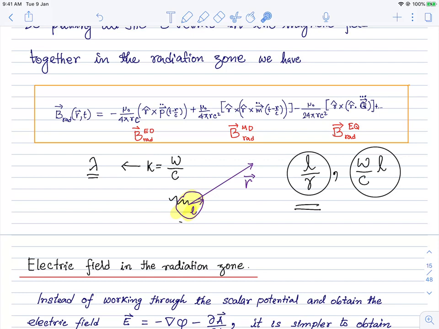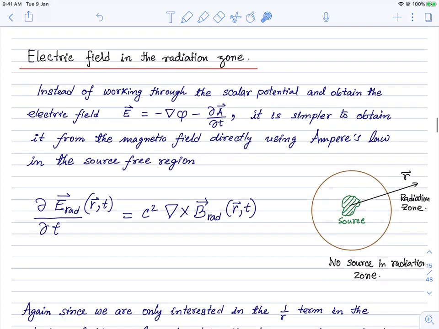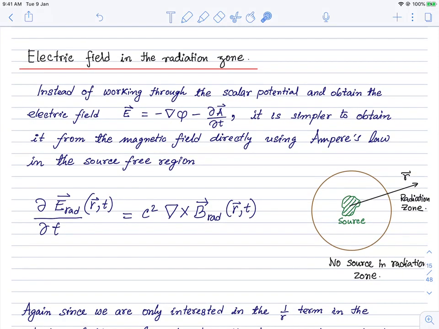Now, because we have these three terms in the magnetic field, we can go ahead now and compute the electric field. You might imagine that to compute the electric field, we can start with the potential and compute it. You can do that, of course, but there's an easier way, because now we have an algorithm to take curls and extract the 1 over r piece. And the easier way is to use Ampere's law.